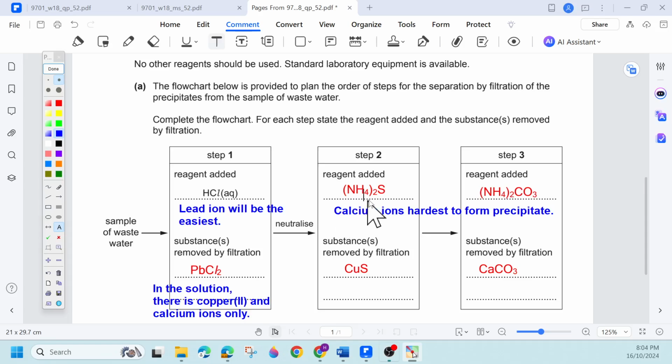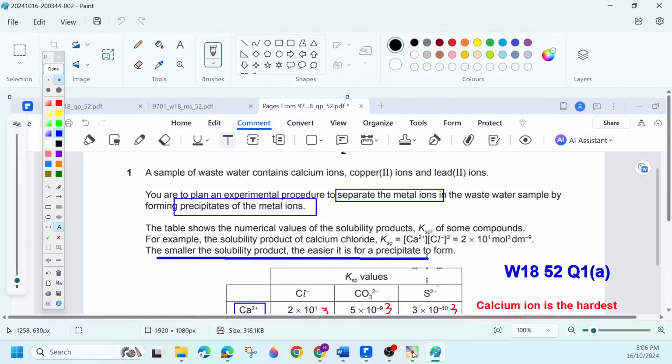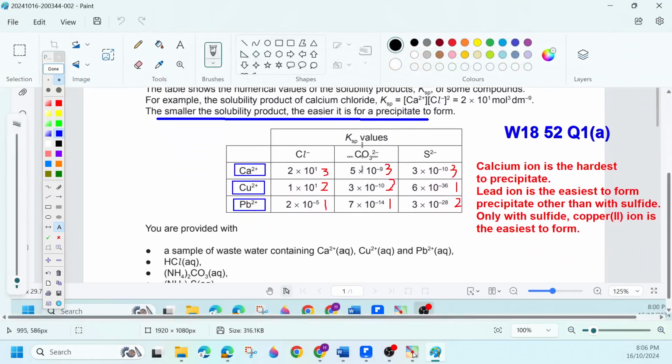With that being said, but sir, why does the answer only accept sulfide here? Why don't they accept carbonate? If you put carbonate here, you're going to form copper carbonate, and what's left remaining will be calcium. The answer lies in observing copper versus calcium, with carbonate and with sulfide.